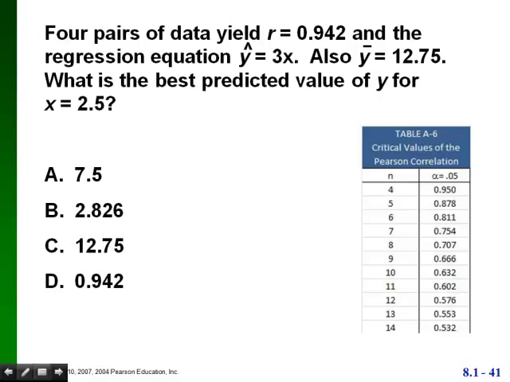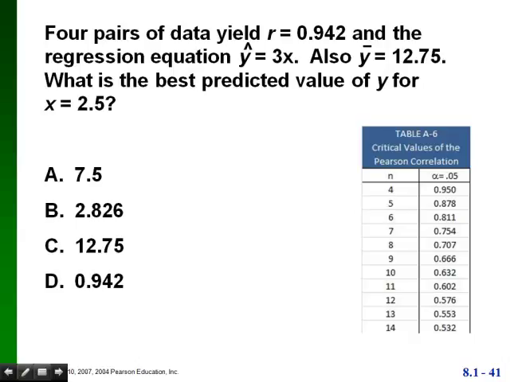Okay, here's a problem for you to try. If we have 4 pairs of data, we get an R value of 0.942, and we find a regression equation from StatCrunch or other sources of y hat equals 3x. We also know that y bar, which is our sample mean for the y values, is 12.75. What we want to know is what's the best predicted value of y if x equals 2.5.